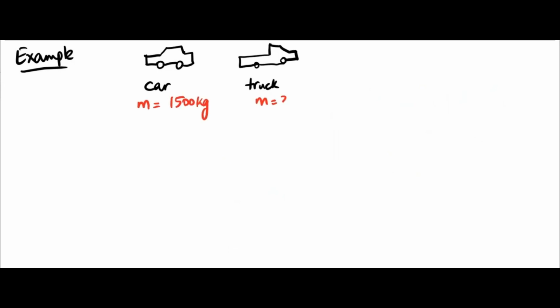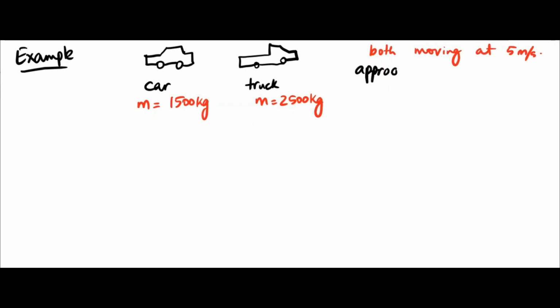All right, so we're going to apply the work energy theorem with an example. Let's say we have a car and we also have a truck moving with the same velocity. So let's put down some numbers for the mass of the car, 1500, and mass of the truck as 2500. And let's say both are moving with the same velocity, and we're going to just take some number, let's say 5 meters per second.